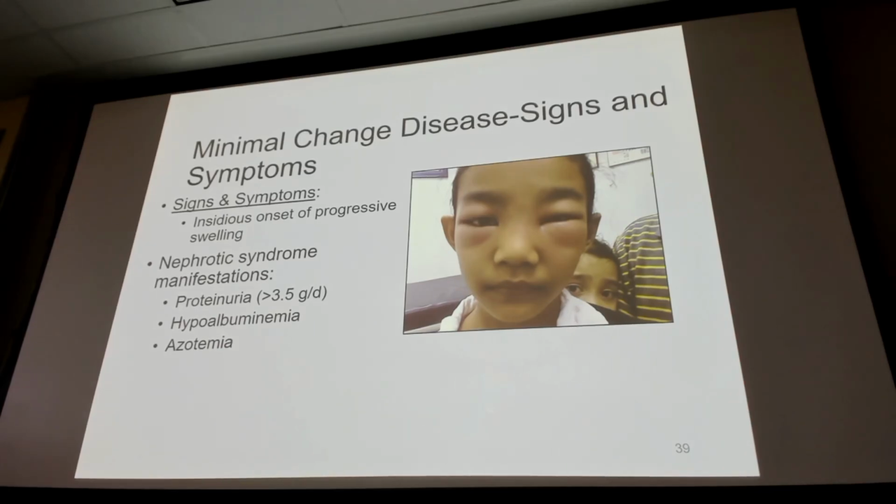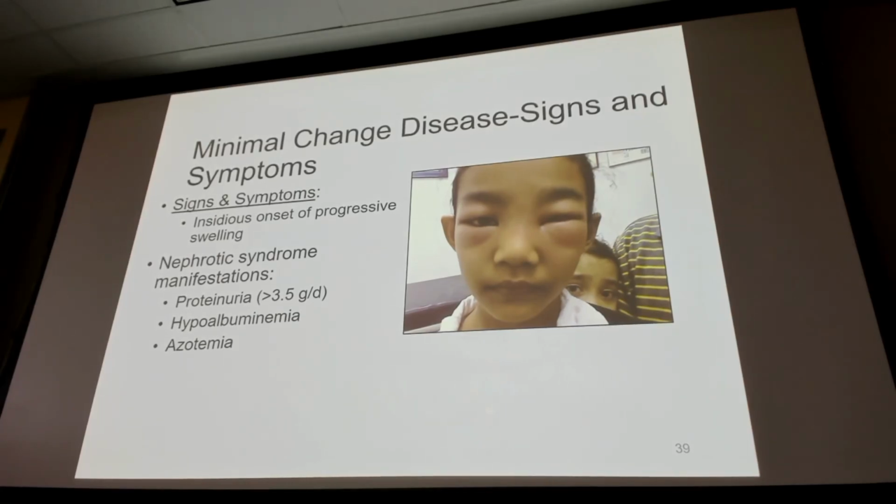What's the most common cause in adults? Let me rephrase the question. If minimal change disease is the disease process in children, what nephropathy is the most common one in adults? And I'm not talking about underlying comorbidities. Membranous. Thank you. Yes. So in an adult, it's going to be membranous nephropathy. In kids, it's going to be minimal change disease.